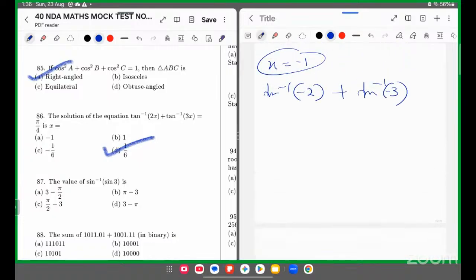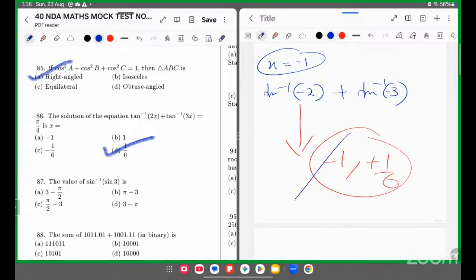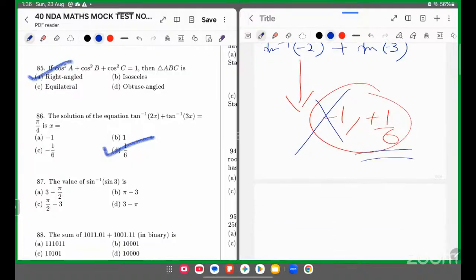Both are negative means that cannot be possible. That means tan inverse minus 2 means, okay, it is correct only, but how to explain x is equal to minus 1 is not possible. Both small positive values giving small positive. So here we are getting two options, minus 1 and plus 1 by 6. But minus 1 we cannot consider, only 1 by 6 is the correct answer.